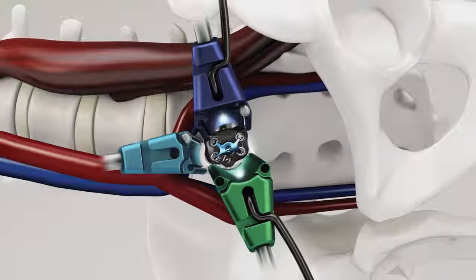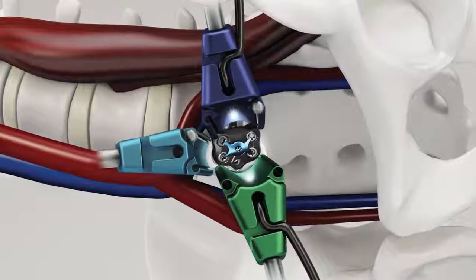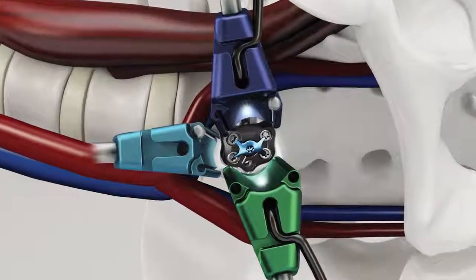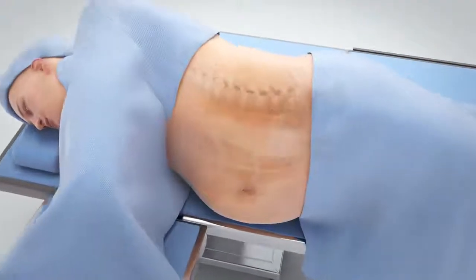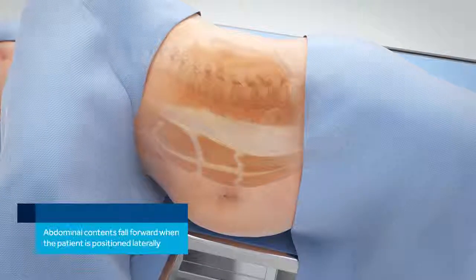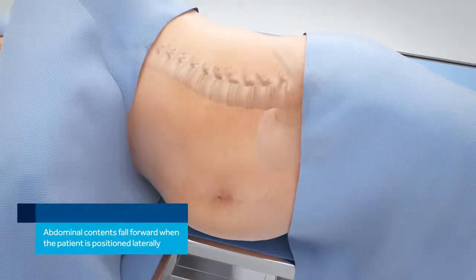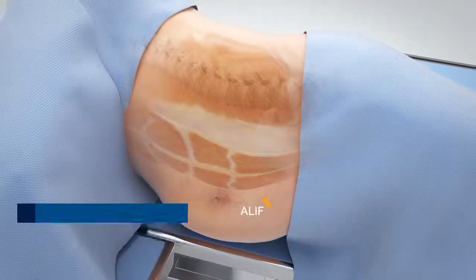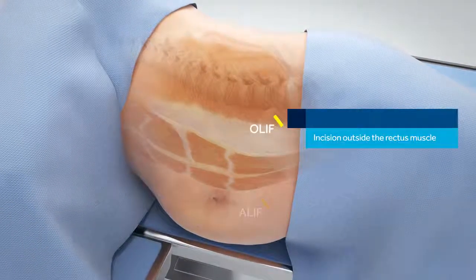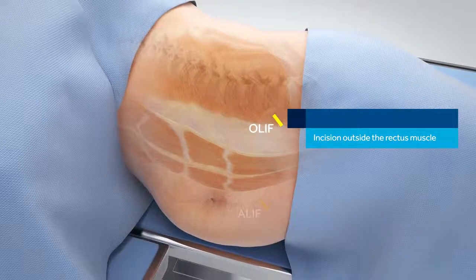The OLIF 5-1 procedure is an oblique lateral approach to the L5-S1 disc space. When the patient is positioned laterally, the abdominal contents fall forward, so less retraction is required to access the spine. Compared to a traditional OLIF, the patient benefits from an incision that is outside the rectus muscle.